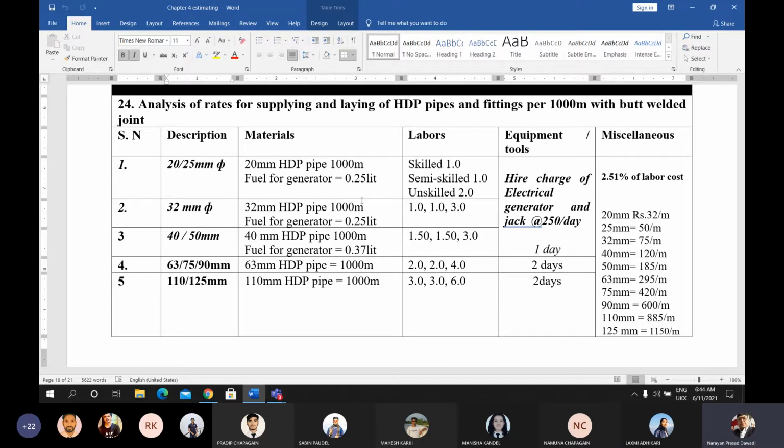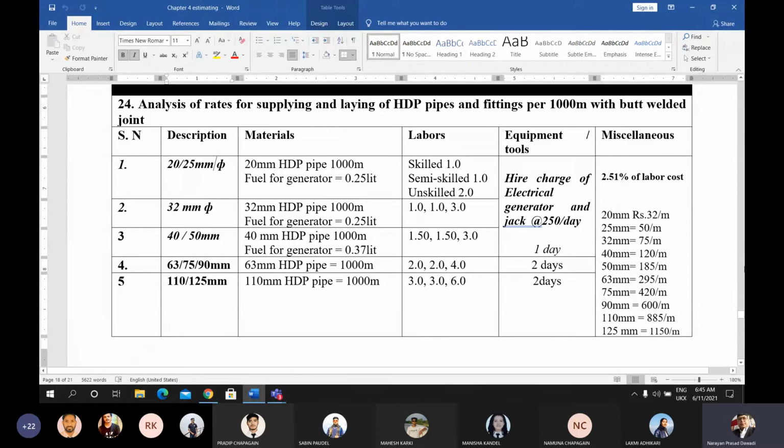For the examination point of view, I have converted this rate in terms of the meter. This is the per meter length cost of the pipes. You can provide these costs for each and every pipe. And for 63, 75, and 90 mm, the rate analysis is the same. If you have to provide 90 mm pipe, then instead of 63 mm, provide 90 mm HDPE pipe, 1,000 meter, and put the rate of 90 mm pipe as 600 per meter here.